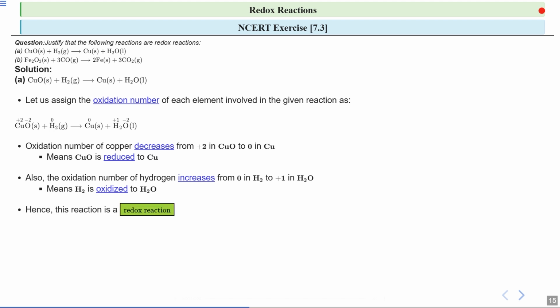Now the question is being asked about this reaction, whether it is redox or not. From the above discussion, it is very clear that reduction and oxidation are occurring simultaneously in this given reaction. So the reaction is a redox reaction.